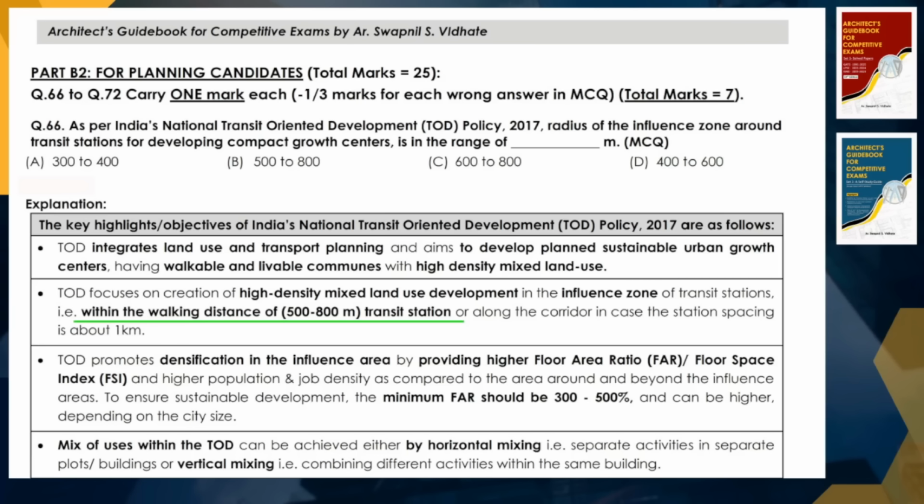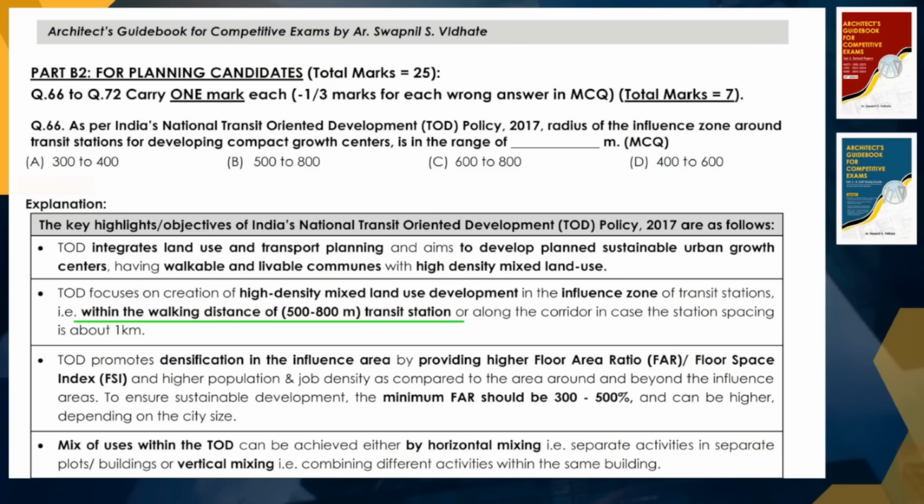We have just discussed a similar question wherein Clarence Perry defined the walking distance as a quarter mile. As per the TOD policy, TOD focuses on creation of high density mixed land use development in the influence zone of transit stations, that is within the walking distance, which is mentioned as 500 to 800 meter in the TOD policy. 500 to 800 meter from the transit station, right? So here the correct option was option B.